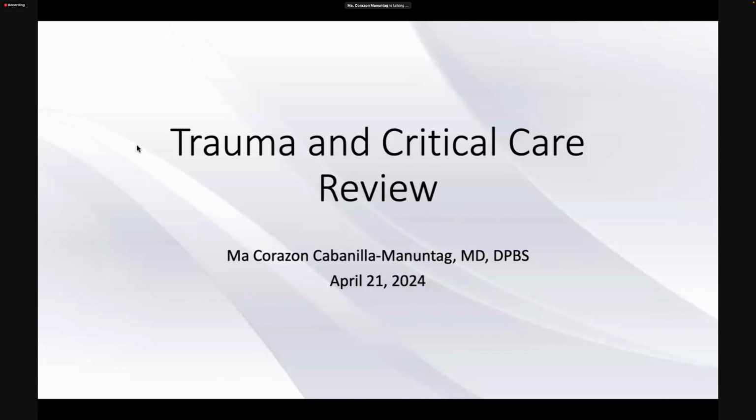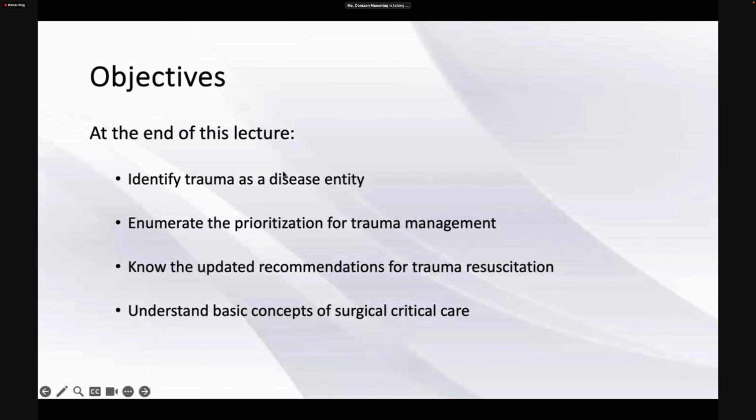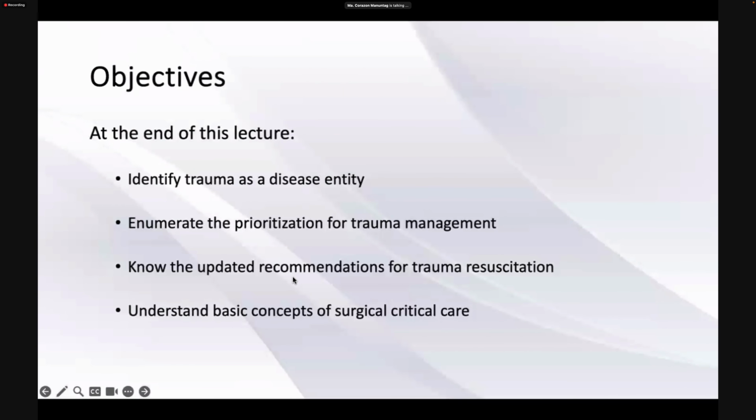All right. So for trauma and critical care review, I am Koi. From this lecture, you're supposed to be able to identify trauma as a disease entity, enumerate the prioritization for trauma management. We'll go ahead with known protocols that are recognized in our country for the management of common cases, which will be very important, especially if they give you cases during the exam, to know the updated recommendations for trauma resuscitation and to understand basic concepts of surgical critical care, which the last lecture actually touched on already.